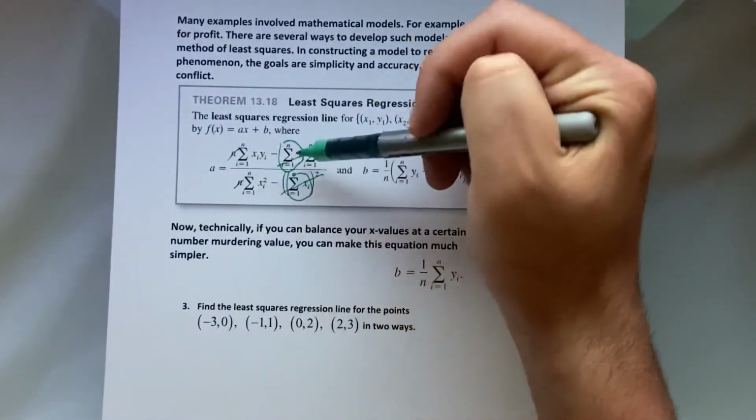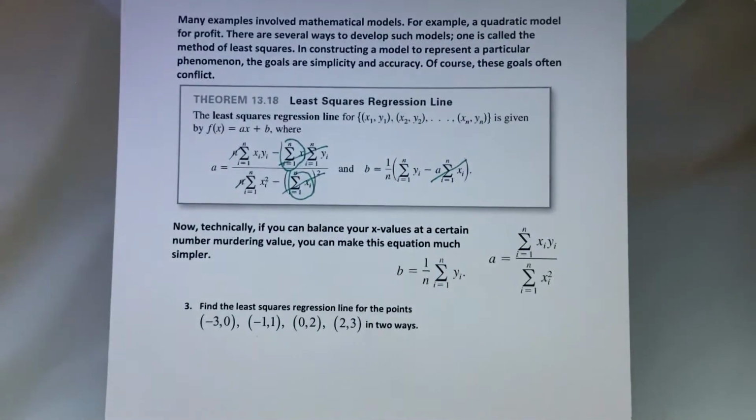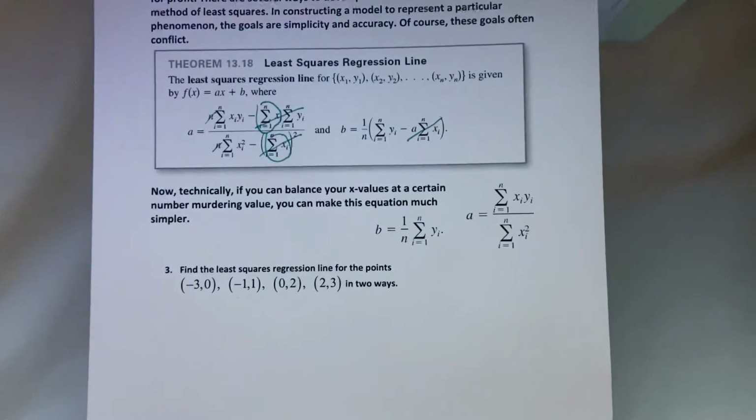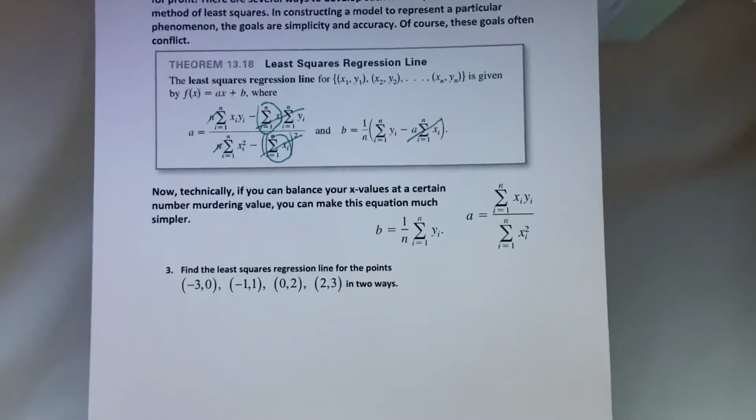So you're essentially, by balancing the x values across zero, where the sum of all of the x values is 0, they realized, hey, this works for me. So what happens here? It reduces this equation, a, to just this summation: the sum from i equals 1 to n of the x's times the y's, divided by the sum from i equals 1 to n of all the x's squared. And then b is just 1 over n times the sum of all of the y's.